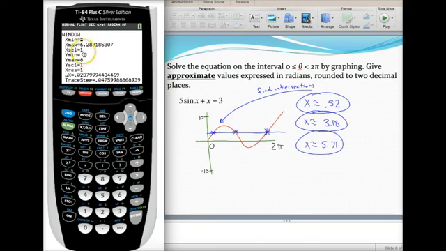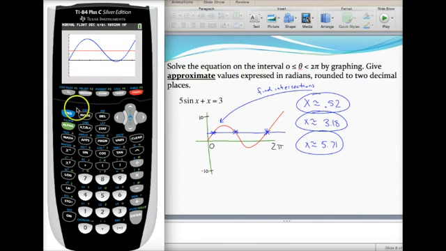I've changed my y window a little bit, but it doesn't really matter as long as you can see the intersections of your graph. So there is the blue curve, which represents the sine part of the equation, and that horizontal line, red line, represents the 3. So every time those curves, those lines intersect, I have another solution. So it looks like I have 3 total solutions.